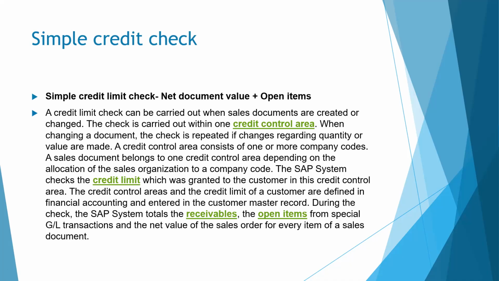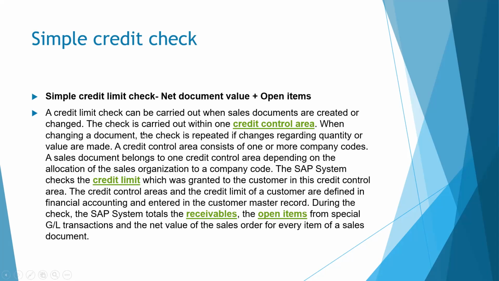SAP checks the credit limit granted to the customer in a credit control area. The credit control area credit limit for the customer is defined by financial accounting and entered into the customer master record. During this check, SAP totals the receivables and the open items for the special GL transaction, plus the net value of every item of the sales document. I think it looks like a broad definition.